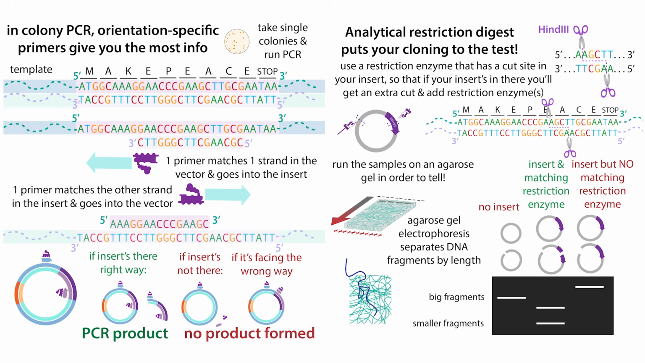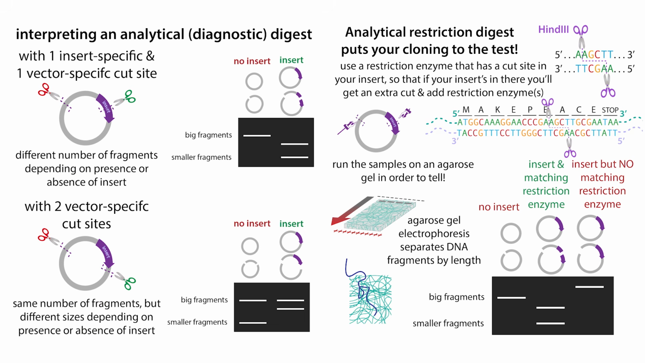You can also use analytical restriction digest, where if you introduce a silent mutation, or somehow the mutation introduces a restriction enzyme cut site, you can then purify out the plasmid and do a restriction digest to see if you get the cut pieces that you're expecting. But with that, you have to actually purify out the plasmid.